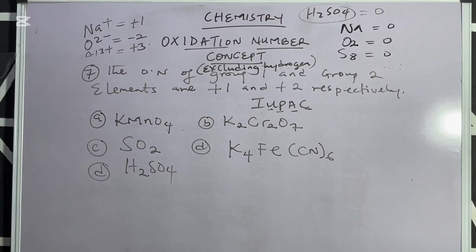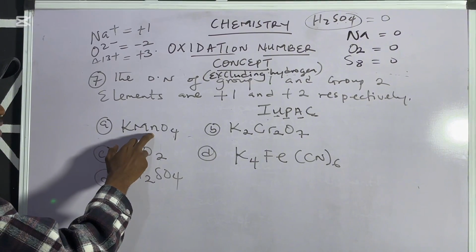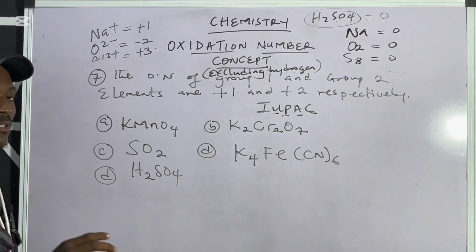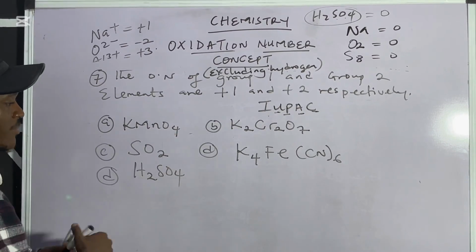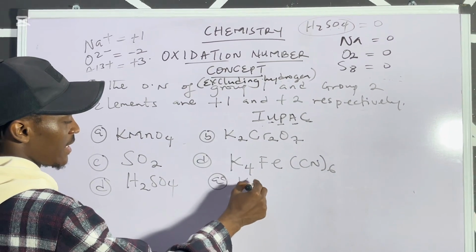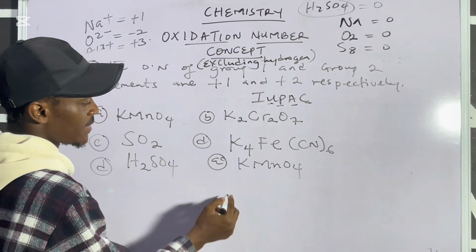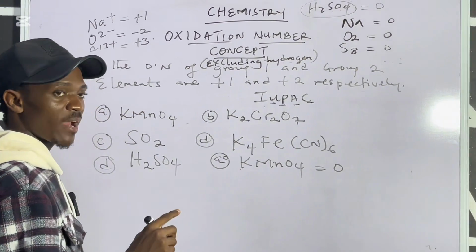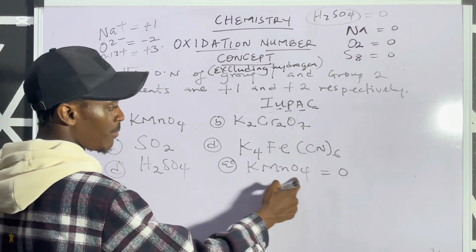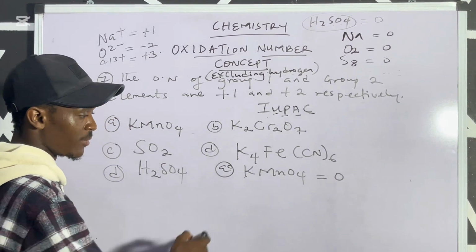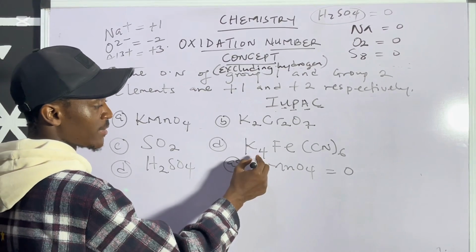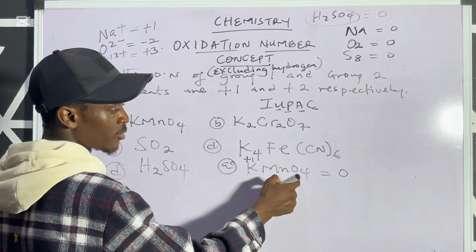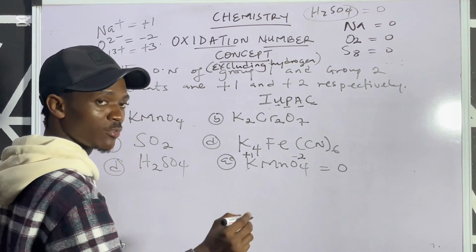Now if you are asked to get the oxidation number of manganese in this compound, how would you go about it? Remember that when obeying the rules, this is a compound. Let's start with the A part, which is KMnO4. This is a compound, and then you must equate to 0. Remember, the algebraic sum of the oxidation number of elements in a compound is equal to what? 0. Now, potassium is a group 1 element, so the charge here is +1. That's the oxidation number of potassium here. Oxygen in most compounds is what? -2 according to the rule.